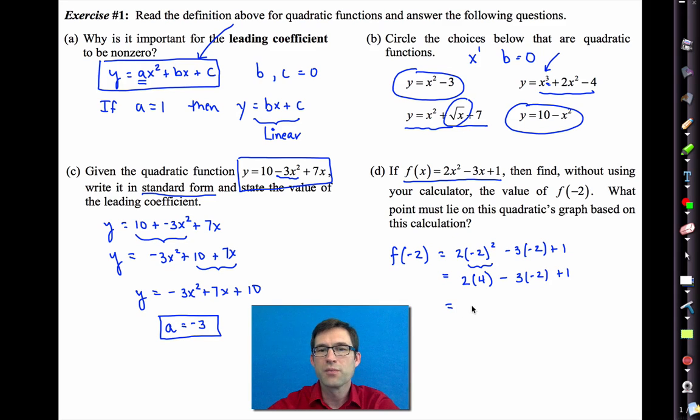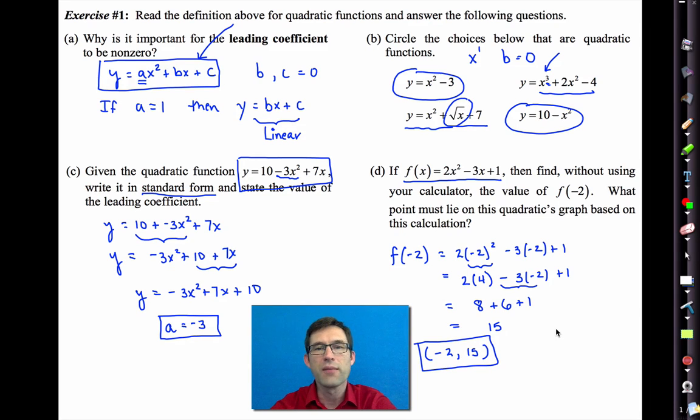All right, now we'll do some multiplication. To make my life easier, I'm going to think about that as -3 times -2 to give me a +6. And then 8 plus 6 is 14 plus 1 is 15. Which means, hopefully you answered the second part, that the point (-2, 15) lies on the graph of this quadratic function. Remember, the input is the x-coordinate, the output is the y-coordinate.